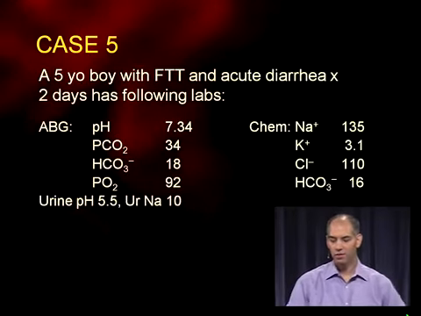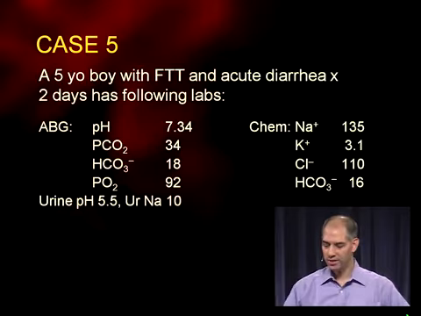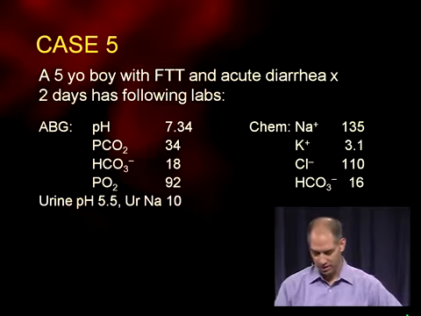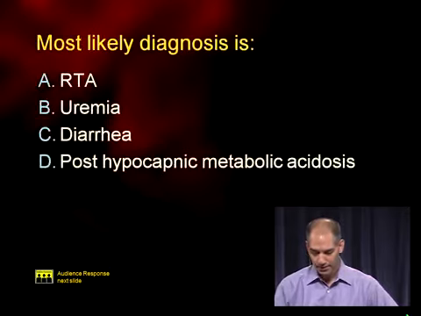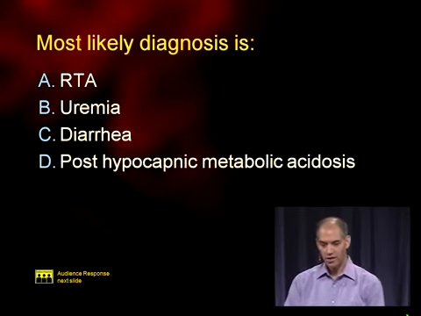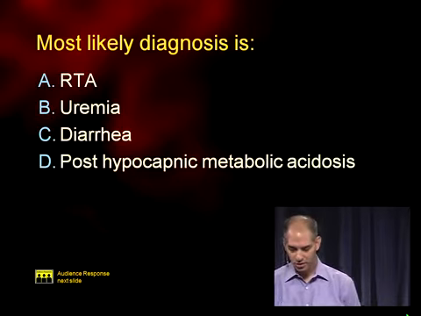A 5-year-old boy with failure to thrive and acute diarrhea for 2 days has the following labs. pH is 7.34 with a PCO2 of 34, and his bicarb is 16. Urine pH is 5.5 with a very low urine sodium. The most likely diagnosis is RTA, uremia, diarrhea, or post-hypercapnic.